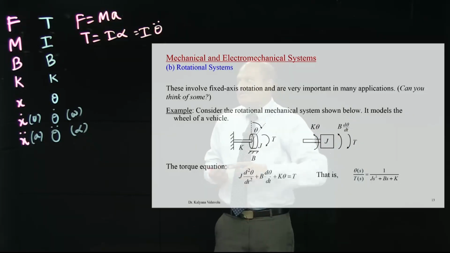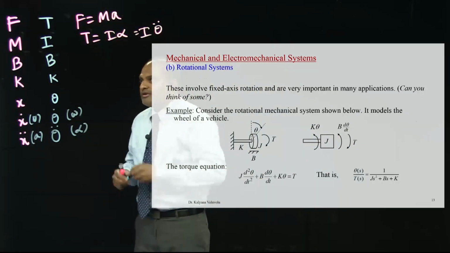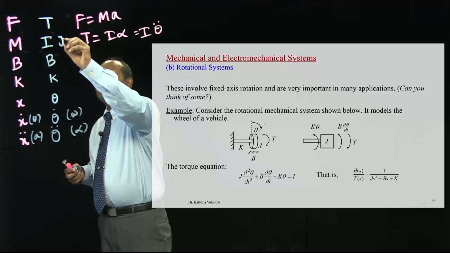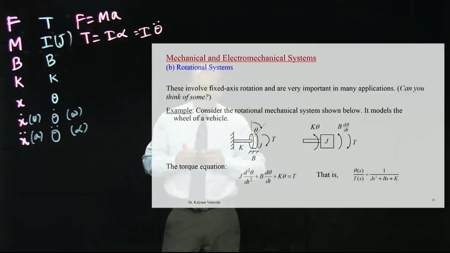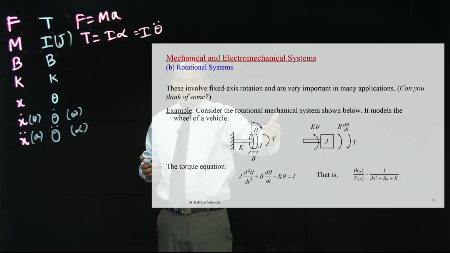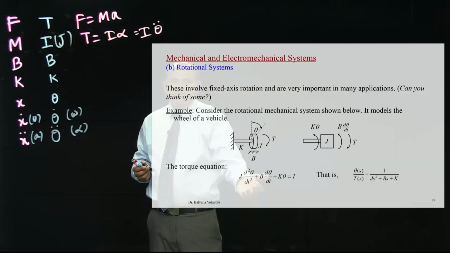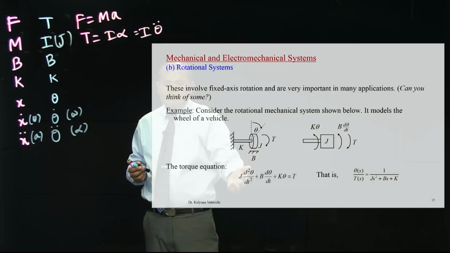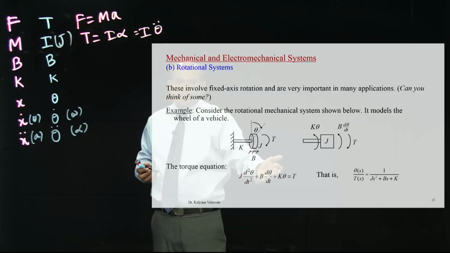J is not mass, J is moment of inertia, which is also represented by I or J. So, you can represent it with I or J. The torque equation, if you convert this, you can develop into a very simple equation: J d squared theta by dt squared plus B d theta by dt plus K theta equal to T.